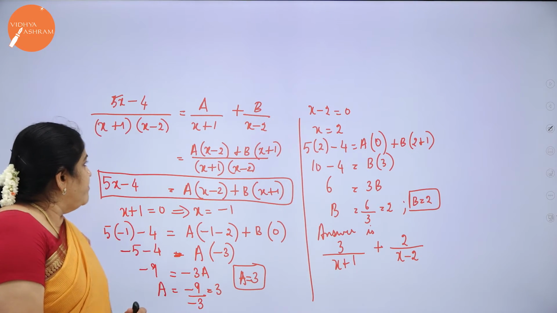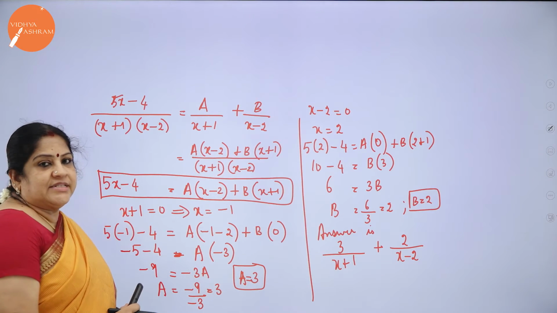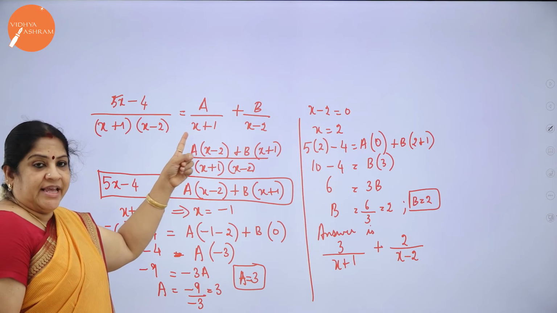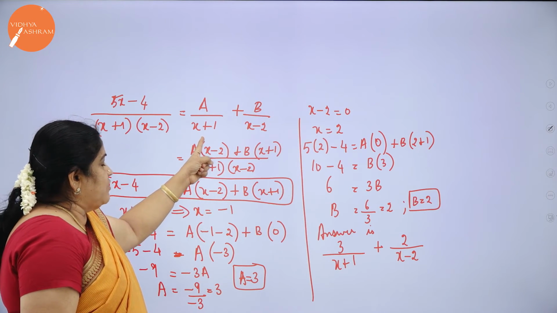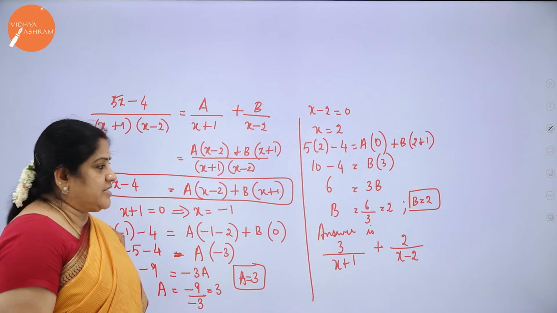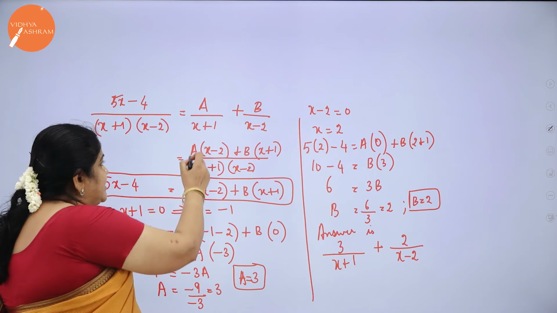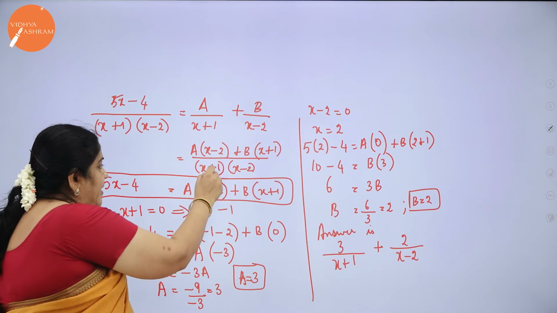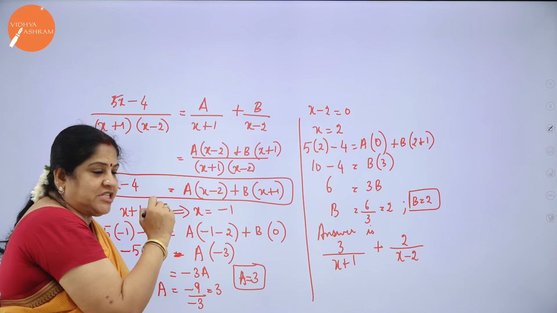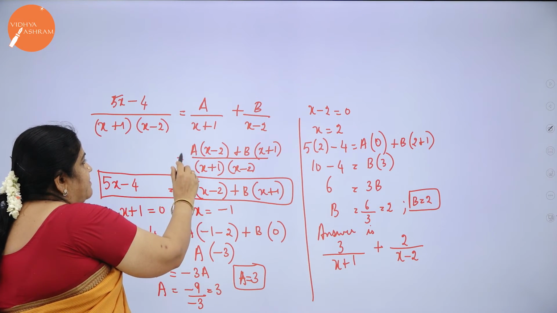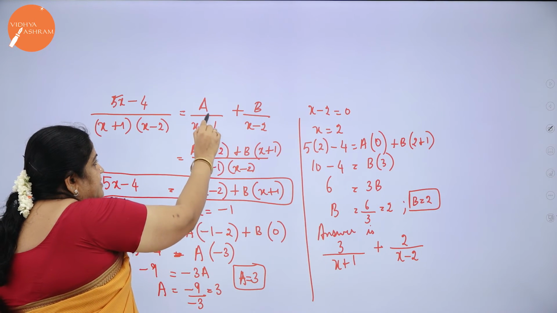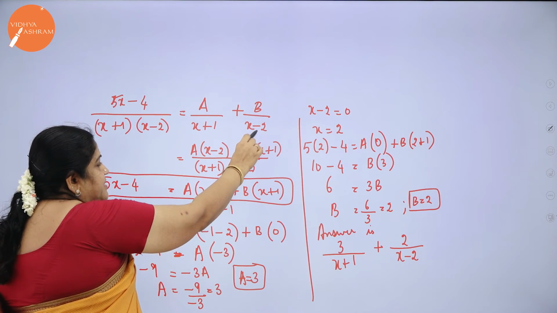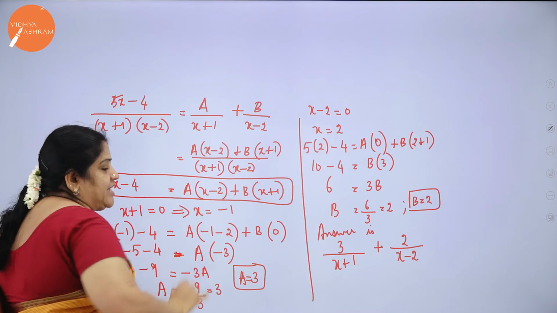Once again, I'll explain. What we do is, the denominator consists of linear, non-repeated factors. So, we take it as A by X plus 1, one of the factors, plus B by the other factor. Then we take LCM. LCM is multiply the two denominators, check which term is missing. Compare the LCM with each denominator, find out which term is missing, multiply the numerator by that. Here, X minus 2 is missing, so we multiplied A with X minus 2, plus B into, what is missing here? X plus 1, we multiplied it with X plus 1.